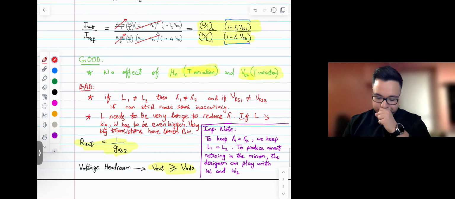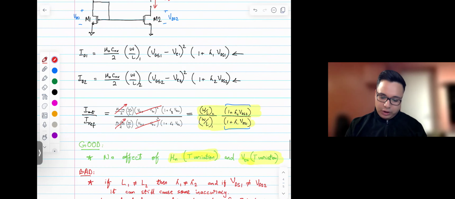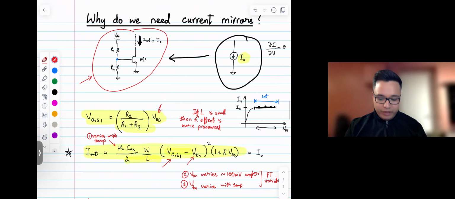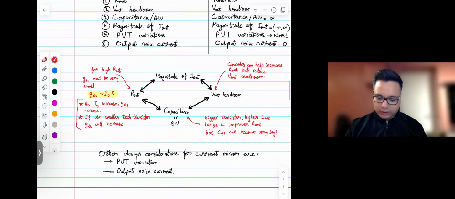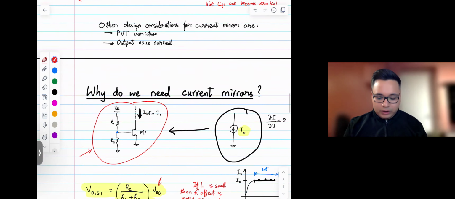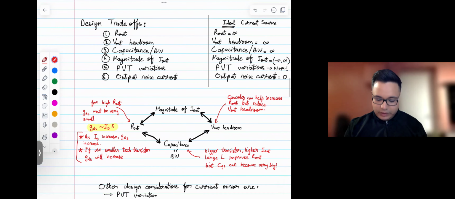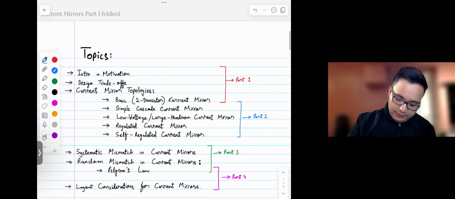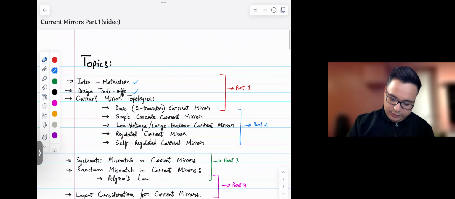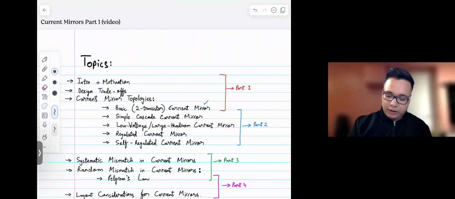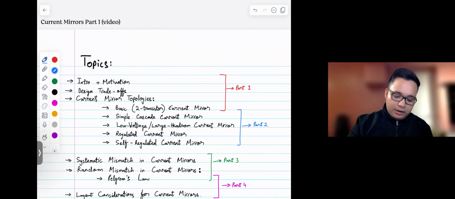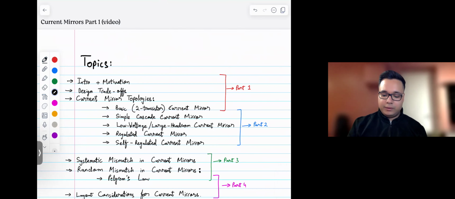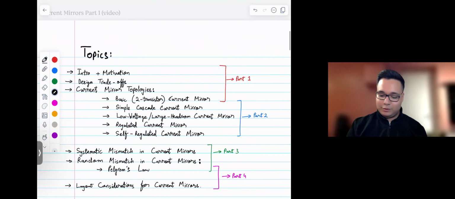Okay, so that is the two transistor current mirror. We talked about the motivation for why we need the current mirrors. We also talked about the trade-offs for current mirrors, and we talked about the intro, some of the basic characteristics of an ideal current mirror. So yeah, we discussed this, and this here. And so in the next part, we'll be discussing some of the more interesting current mirror topologies. And so that's pretty much it for this video. It's supposed to be short and simple.